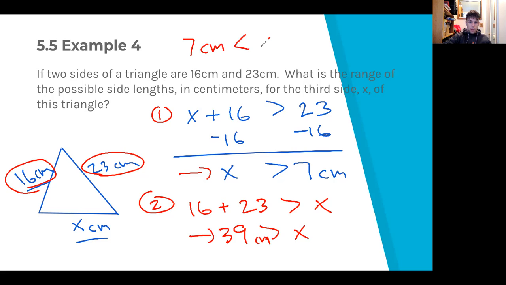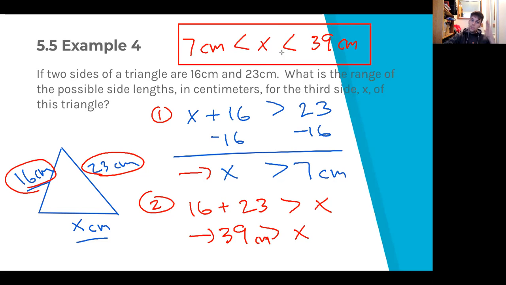It has to be greater than 7 centimeters, and it has to be smaller than 39 centimeters. And we generally write our solution here as a compound inequality like this, so that our third side is between 7 and 39. And we're not including 39 and we're not including 7 as part of our solution.